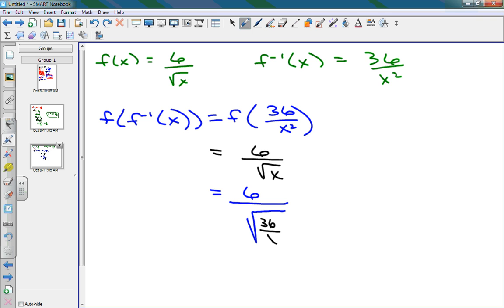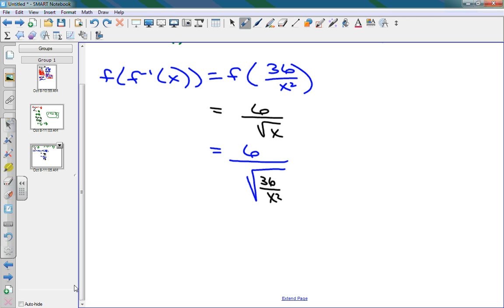Do we see that, yes or no? First of all, how many of you are looking at that saying that is god-awful ugly? Right? So let's write it in a method that isn't gonna freak you out. So this is going to be 6 divided by the square root of 36 divided by the square root of x squared. What's the square root of 36? What is the square root of x squared?